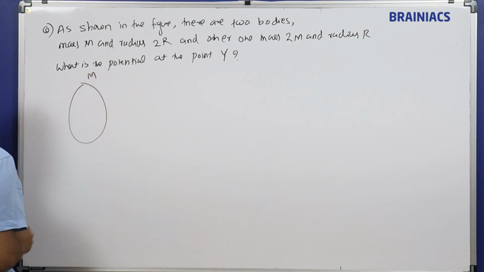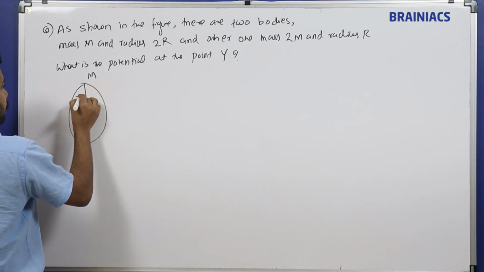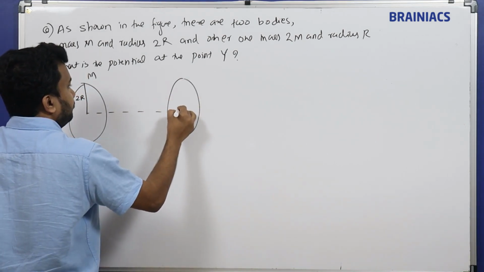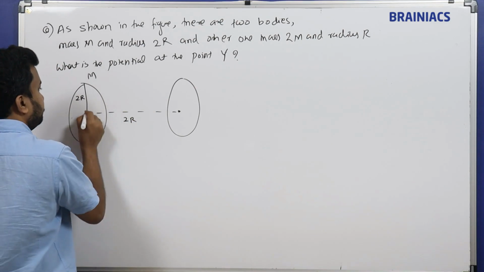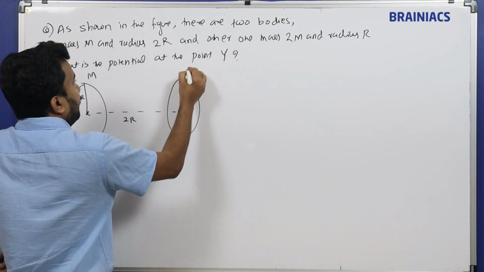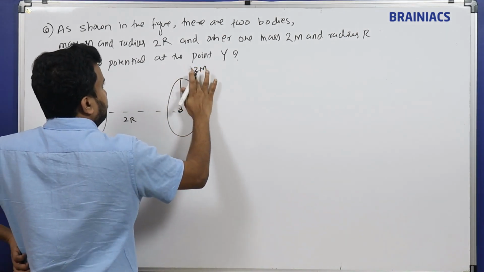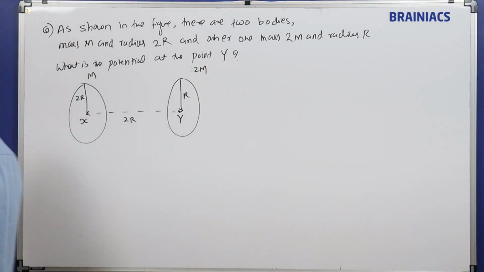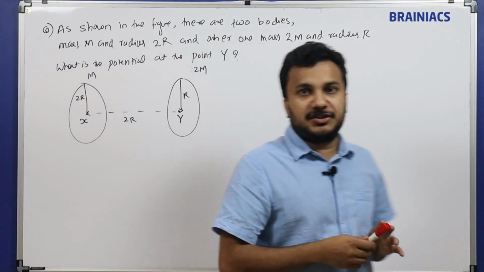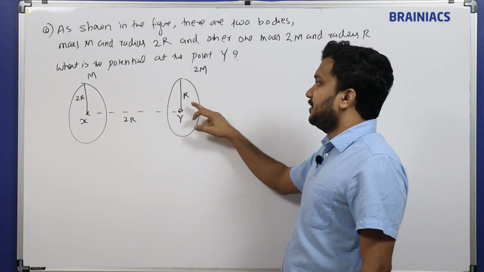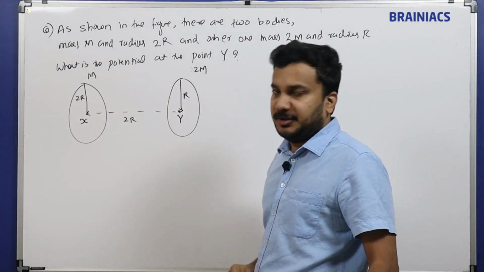One is mass m and having the radius 2r. It is separated from the other body by a distance of 2r, and its radius is r and its mass is 2m. This point is called x and this point is called y. That was the ultimate aim. So in the diagram we have two points x and y, one body of mass m and radius 2r, another of mass 2m and radius r. We need to find the potential here.